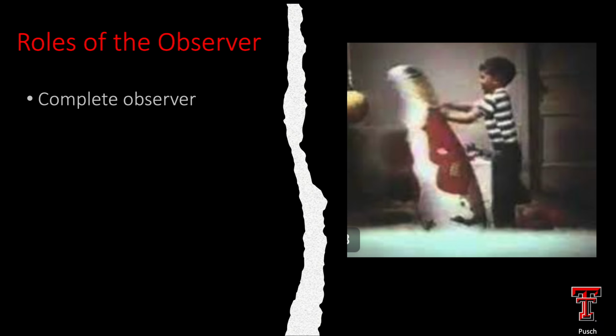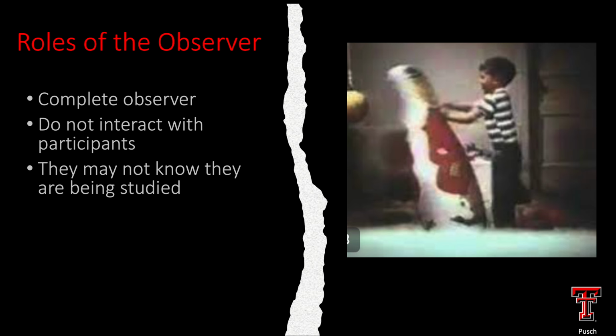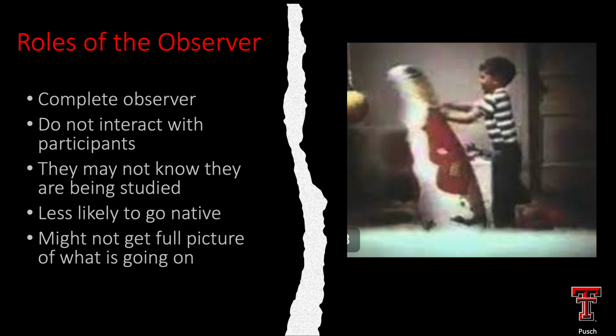Okay, so the next role of the observer is the complete observer. You're not interacting with your participants at all. You're simply watching them and observing them, recording your observations from afar. They may or may not know that they're being studied. Again, you're less likely to go native because you're not interacting with your subjects at all. So there's not the issue of getting so caught up in your study that you forget your role. But you really might not get the full picture of what's going on if you're not participating.